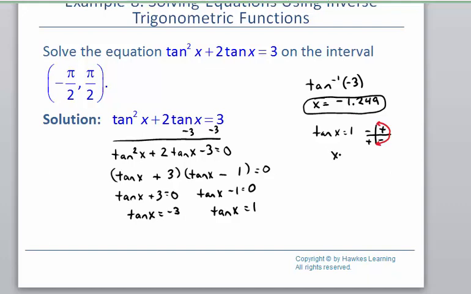And so we know from either memory or from our chart of values that at pi over 4, tangent is equal to 1. And so that solves this first example. We have two solutions, negative 1.249 and pi over 4.